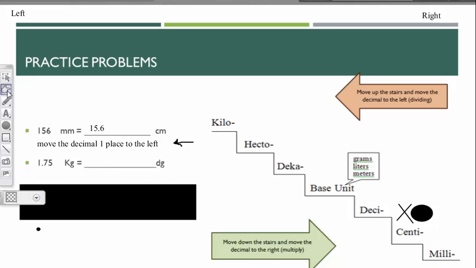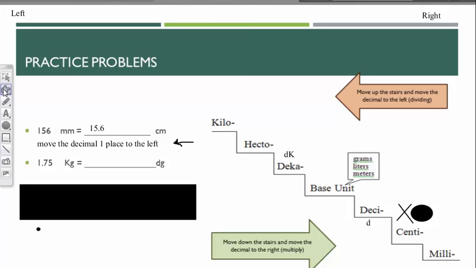Okay, and I would like you to try it, but I'm going to set it up for you. So we have 1.75 kg, which is kilogram, to dg. Now you might say, oh, Miss Stewart, which one is dg? Is it deca or deci? Deca is always going to have the unit abbreviation of dk. Deci is always going to be d, in whatever base unit you have.